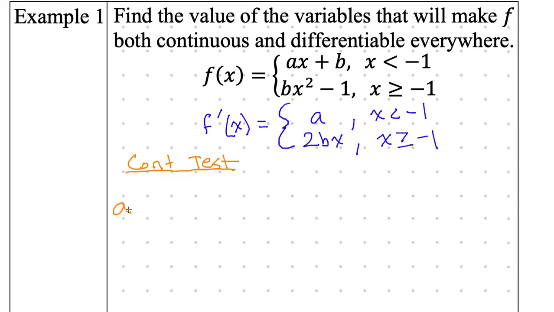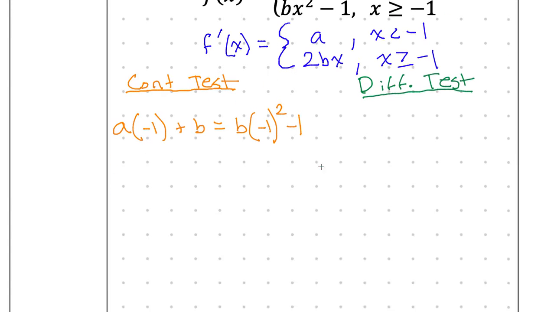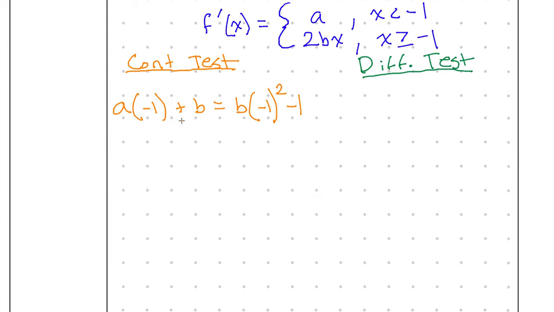So I'm going to get a times negative 1, plus b, set equal to b times negative 1 quantity squared minus 1. I'm going to pause right there. Make sure that you understand what we're doing. Continuity test. This should be review. And let's solve. Give yourself room on the right-hand side. On the right-hand side, I'm going to do the differentiability test. That will be my other set of equations. So give yourself room, but know that we're going to continue with the continuity test.